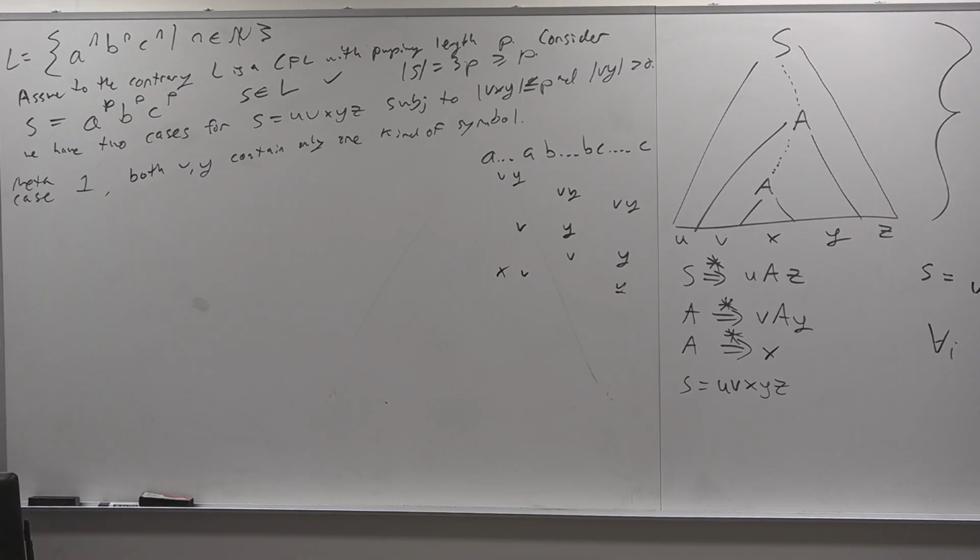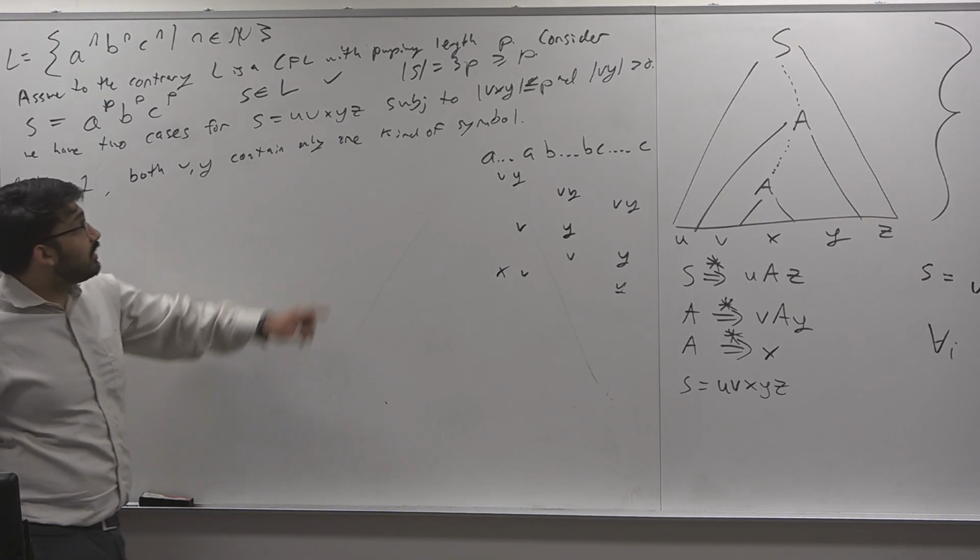So with how they're produced from the inside out, you wouldn't be able to separate them? Not quite. It's a pumping-specific thing. It's UV^i X Y^i Z. That means there's only one separation between V and Y. So how far away can V and Y be from each other? 1? It could be a little farther than that.